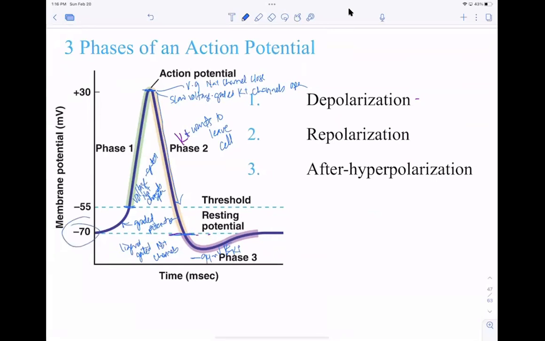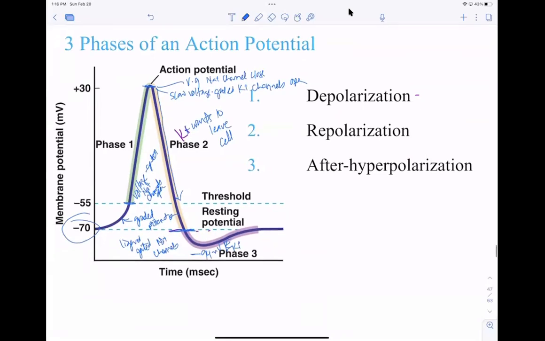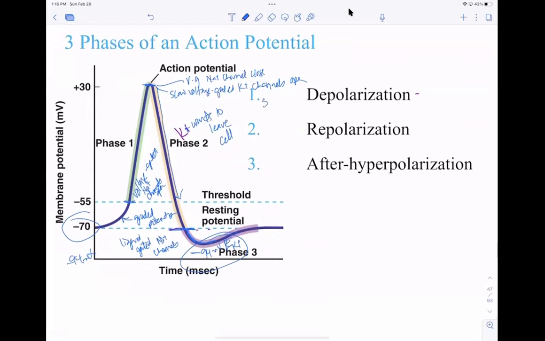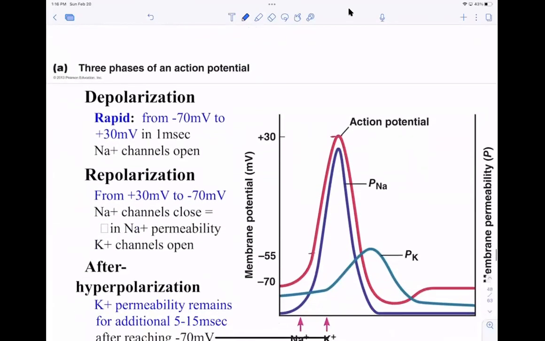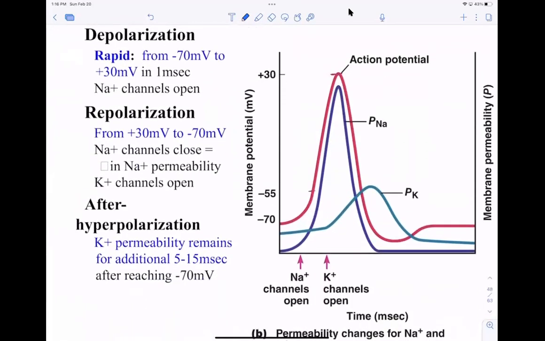So again, this is resting membrane potential. Now, because potassium wants to reach its equilibrium constant down here at negative 94 millivolts, you're going to have some hyperpolarization due to the fact that these potassium channels are slow to close. And that causes hyperpolarization. So here's the three phases. You have depolarization due to sodium coming in. You have repolarization due to sodium channels closing, decrease in sodium permeability, and the potassium channels opening, potassium leaves the cell. And then hyperpolarization, you have potassium continues to leave because it wants to reach its equilibrium constant of negative 94 inside the cell.